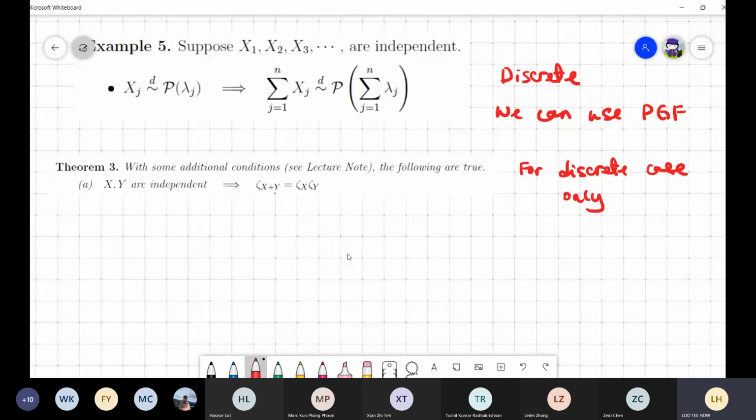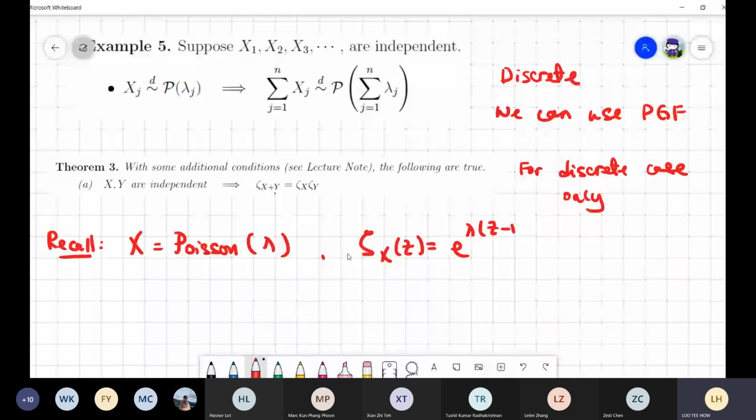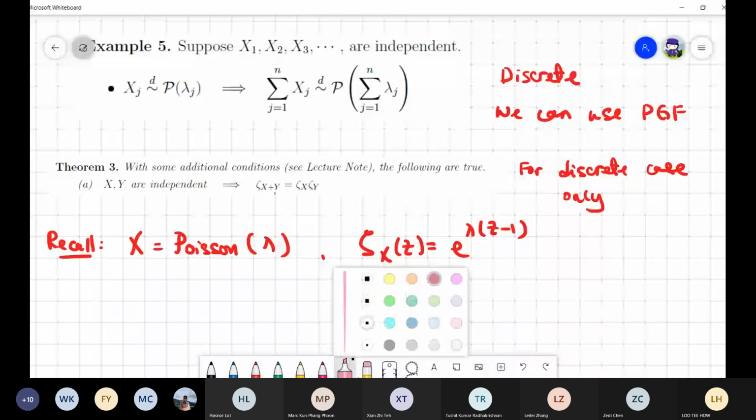Before that, we need to recall the probability generating function for the Poisson distribution. So if x is Poisson distributed with parameter lambda, then the probability generating function is given by e to the lambda times z minus 1. So what you need to do is just take note of this part, the lambda and the lambda here.